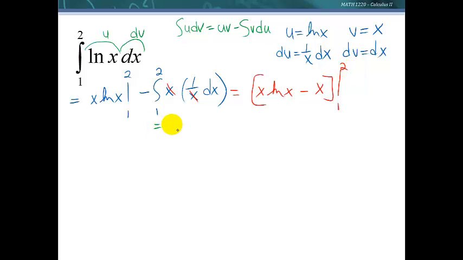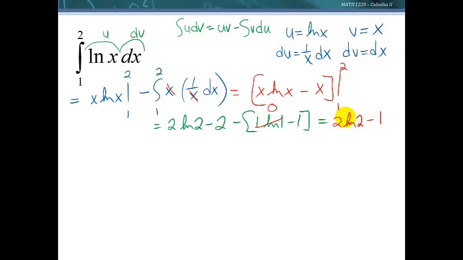So we have 2 natural log of 2 minus 2, minus 1 natural log of 1 minus 1. As we simplify that, the natural log of 1 is 0, so this piece is gone, and we have 2 natural log of 2 minus 2 plus 1, so minus 1.